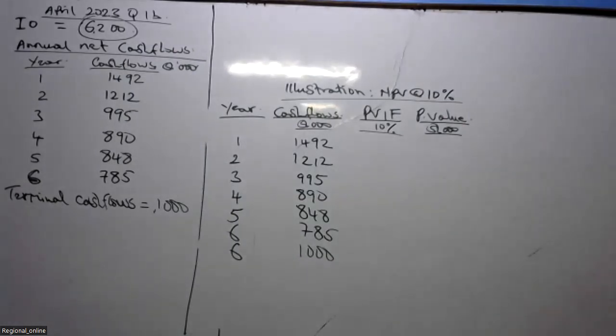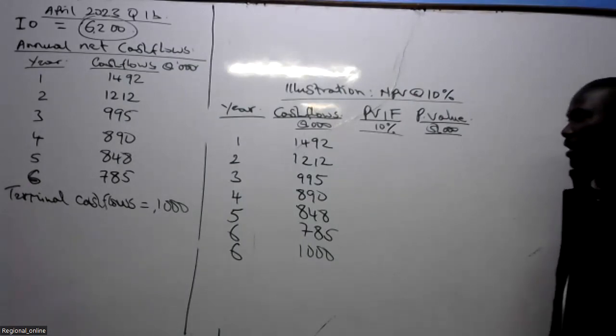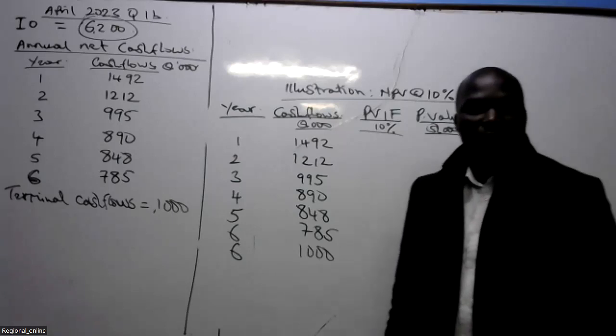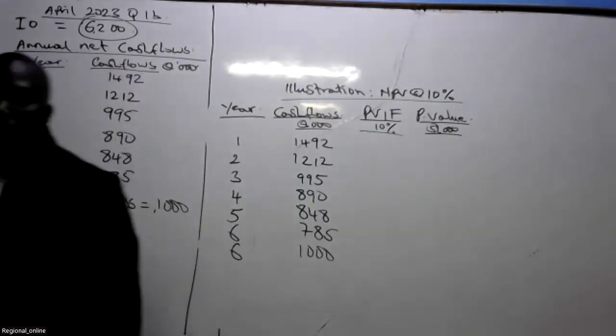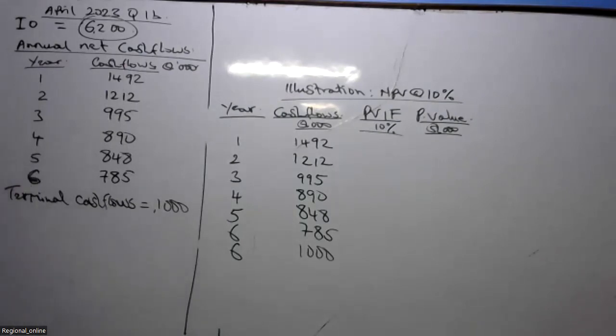So we have gone back to time value of money. Table 1 or table 2? We said it is a lump sum, so the lump sum is table 1. Right? So if you still remember how to use those tables, what is 10% 1 year?